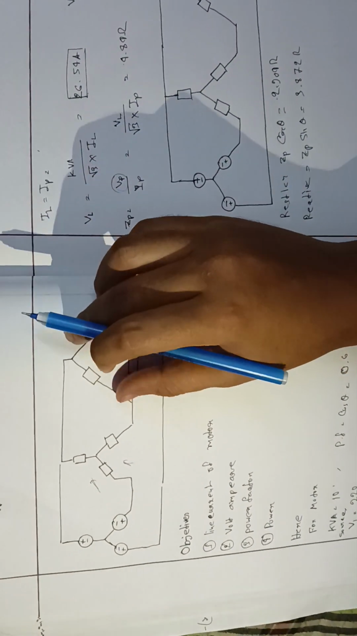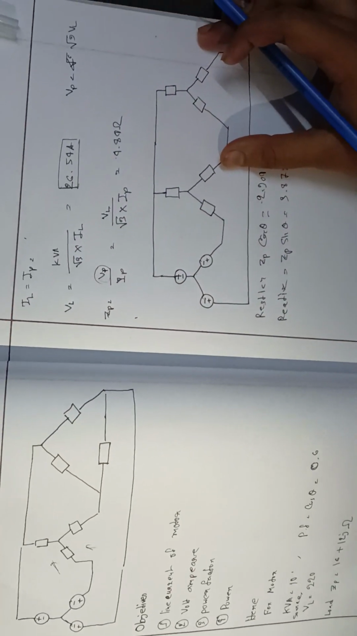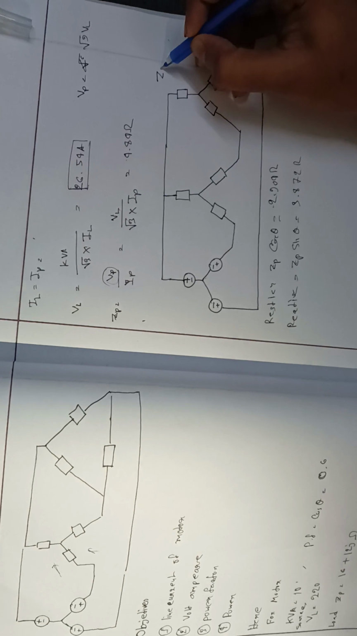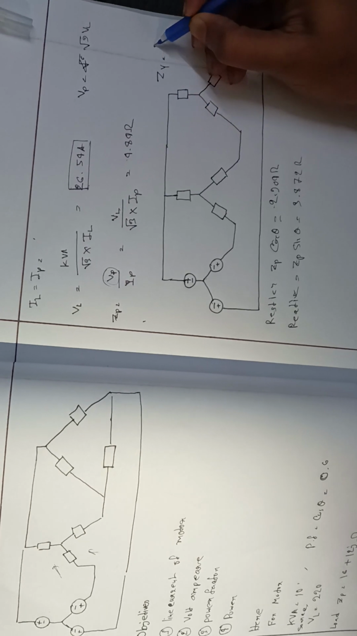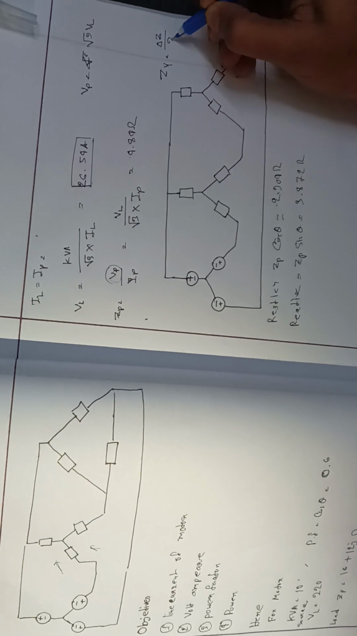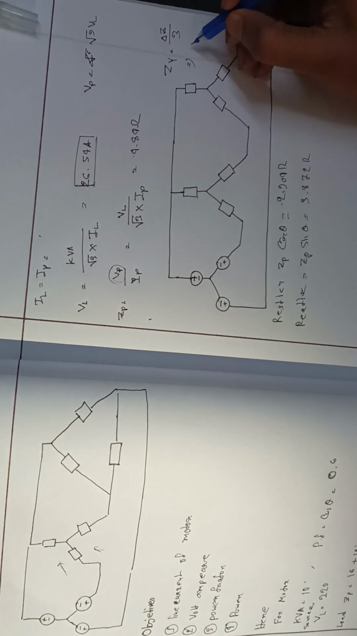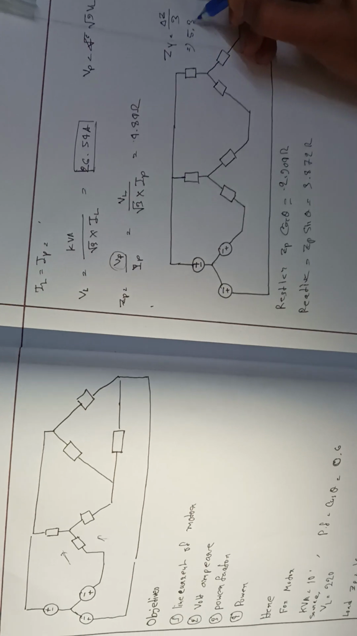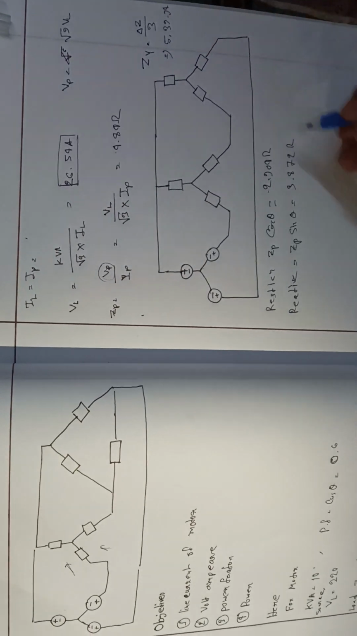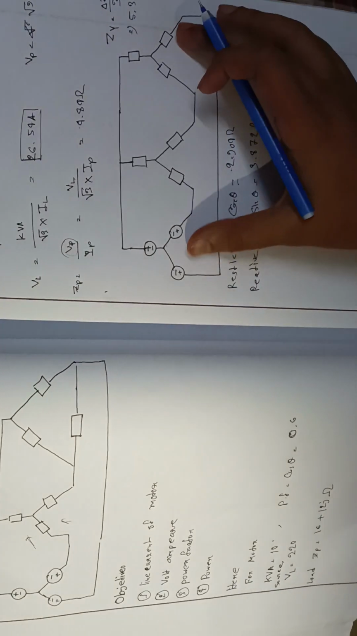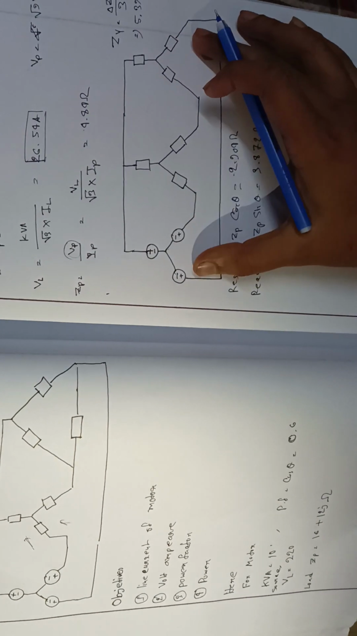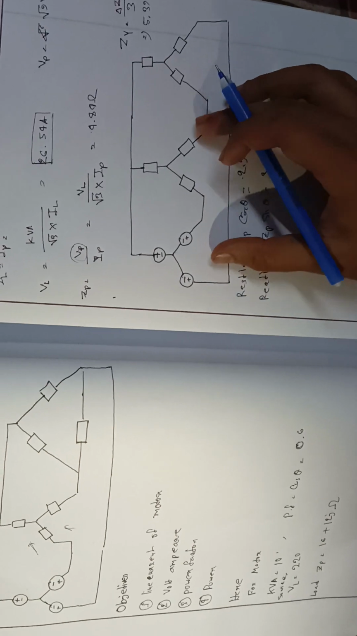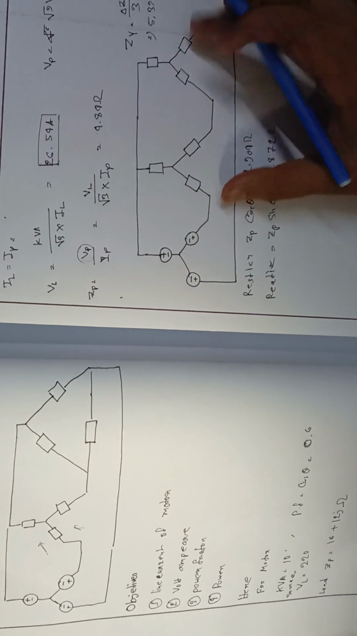Now, as we know, the load is in delta form. We will convert it into a Y form, and to convert to Y form, we know that Zy is equal to Z delta divided by 3. From here, we know the impedance would be 5.33 minus j4. So as we now have the source, motor and the load impedance all in Y form, we know that these are in parallel.